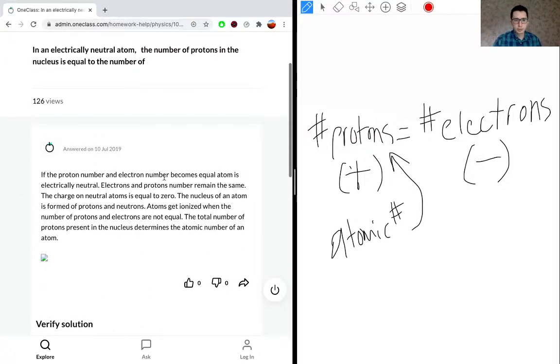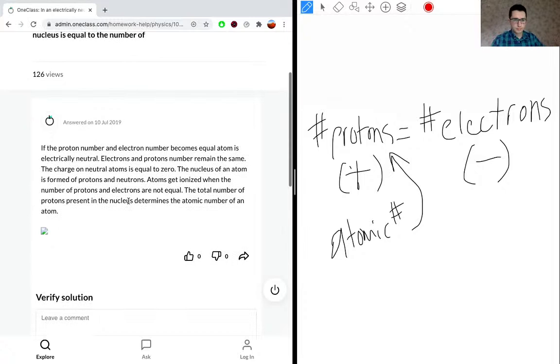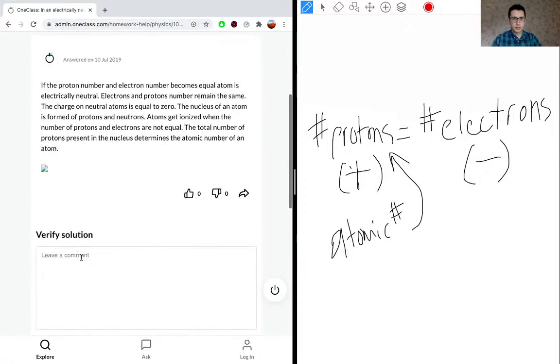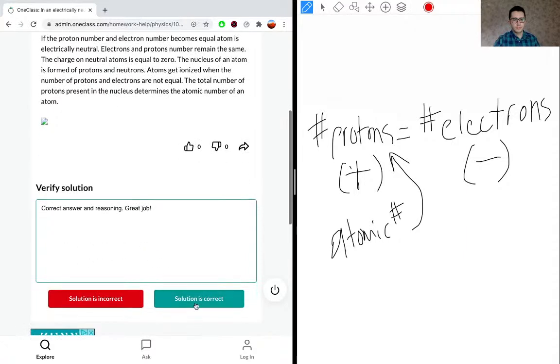If the proton number and electron number become equal, the atom is neutral. So they provide the correct answer, and they provide further reasoning. That is also correct. So correct answer and reasoning. Great job. So the solution is correct.